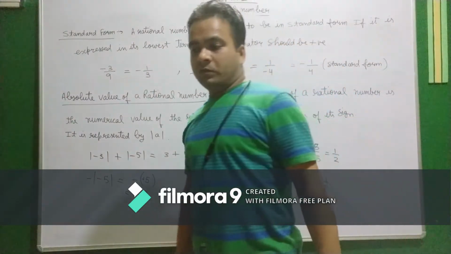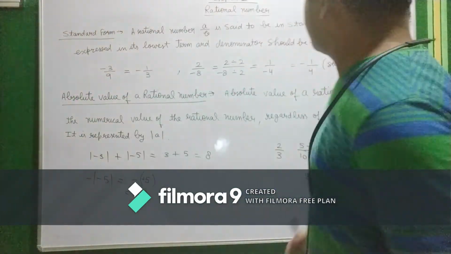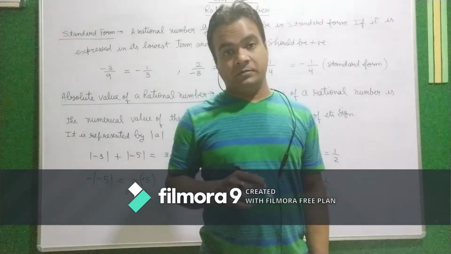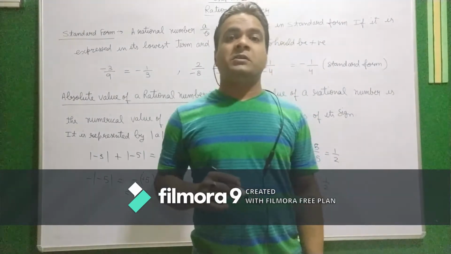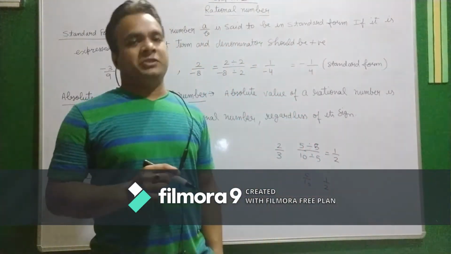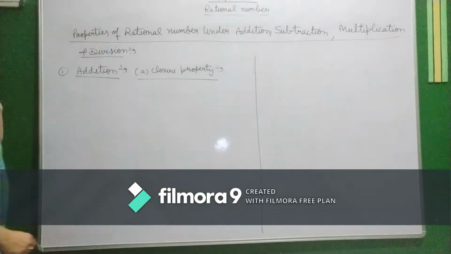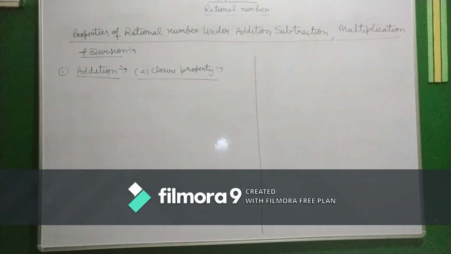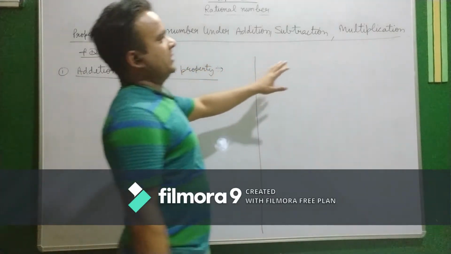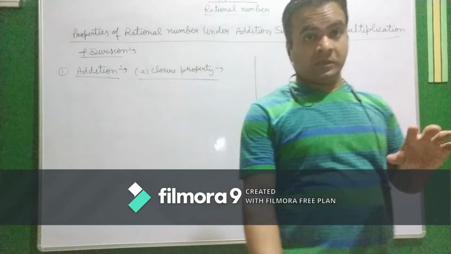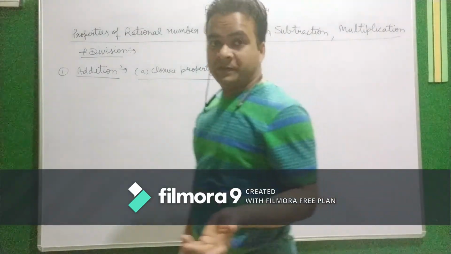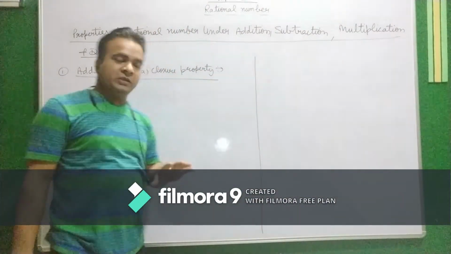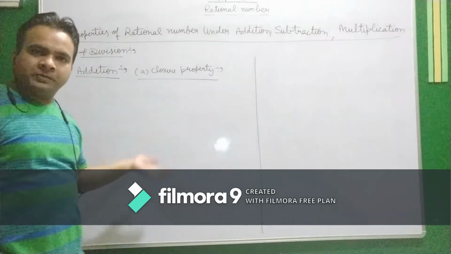Right. Now students, next what we will do is the properties of rational numbers, which is actually the main part of this chapter. You can see I have written here properties of rational numbers under addition, subtraction, multiplication and division. It means we will check how rational numbers behave with all operations, and what we get if we apply some properties.